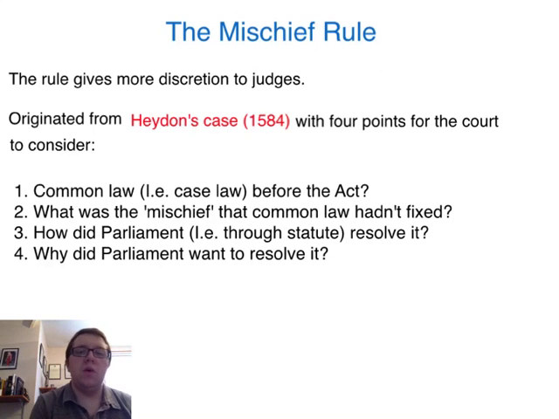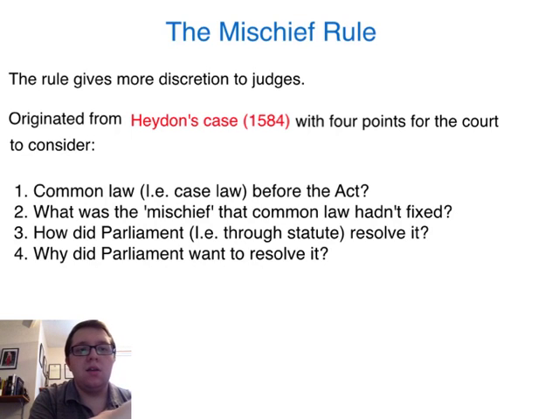The third rule that we're going to look at is the Mischief Rule. Now this rule, compared to the literal and golden rule, gives the court, the judges, even more discretion to be able to find a particular decision that they feel is the right one. This originated from Heydon's case in 1584, and the court has to consider 4 specific points or questions.